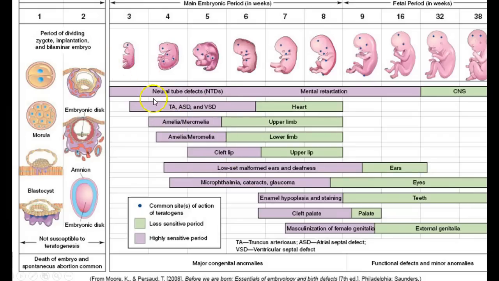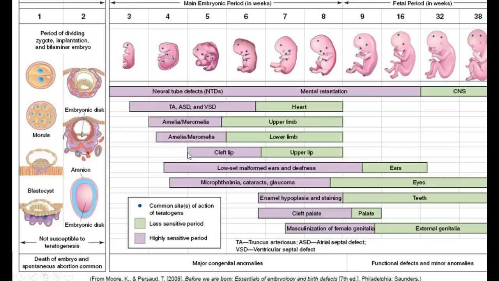So if we notice on this top one, if we're having an insult in this first 5, 6, 7 weeks, then we can end up with neural tube defects. Over here at 8 to about 16 weeks, if we have an insult, then we could have a kiddo that has mental retardation. But if we notice down here, look at the cleft lip.